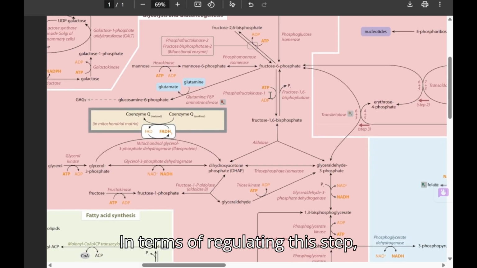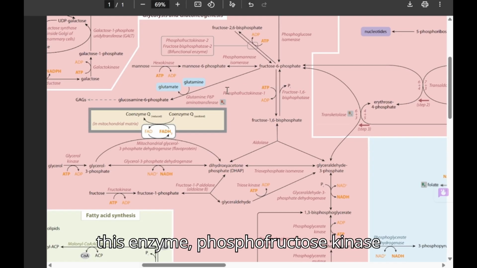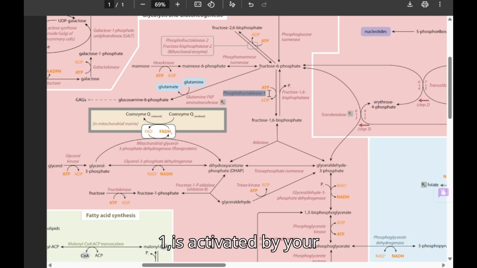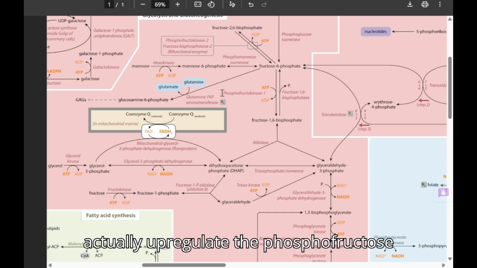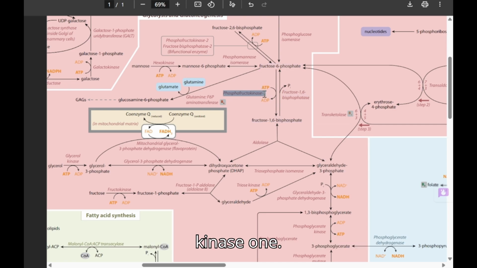In terms of regulating this step, this enzyme, phosphofructose kinase 1, is activated by your AMP molecule along with fructose 2,6-bisphosphate that we see over here. So, this particular molecule, fructose 2,6-bisphosphate, will actually upregulate phosphofructose kinase 1.